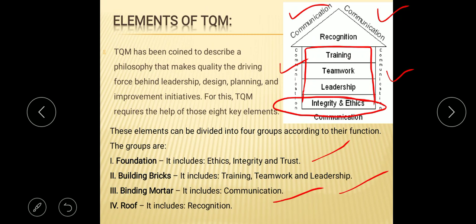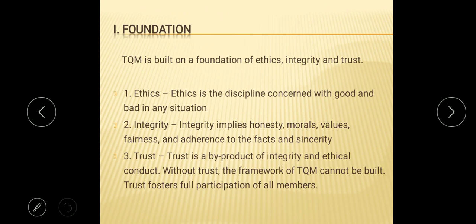Next, what is after building bricks? At the top there will be the roof. Roof is used to protect the house. Okay, so this is a basic structure of a house, and by this basic structure we'll explain what are the functions of TQM.